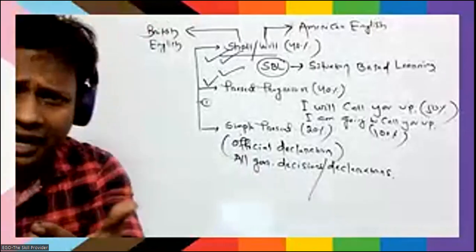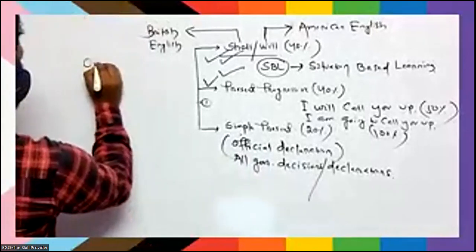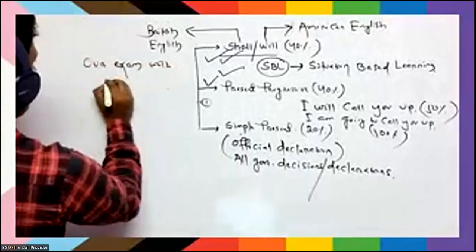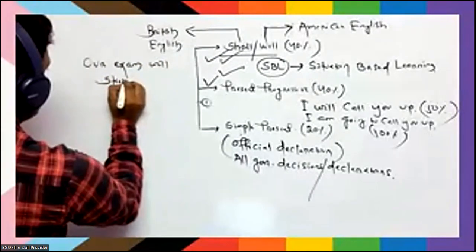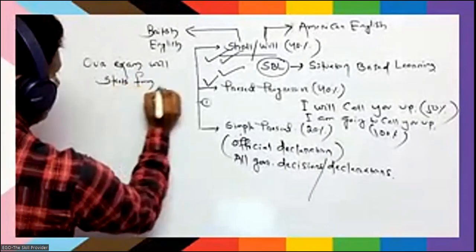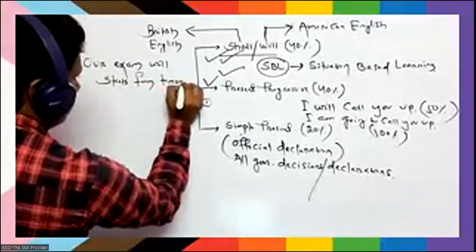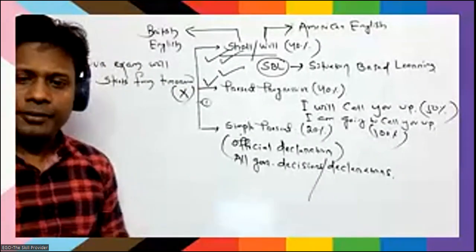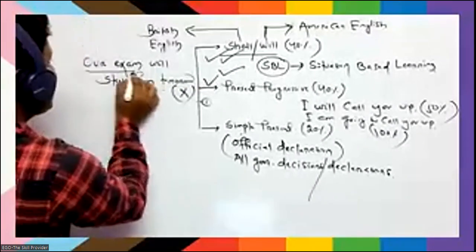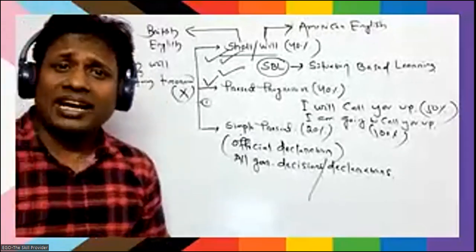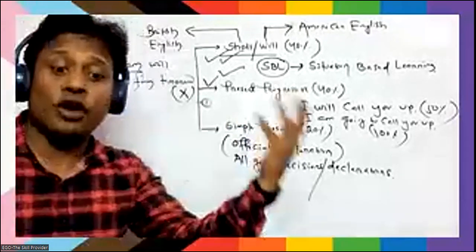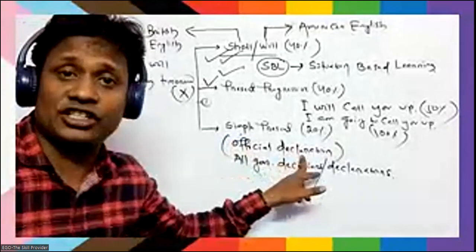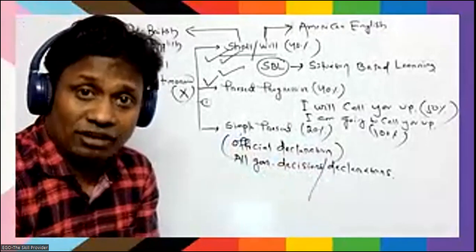You are going to write like this, or you are trying to say this: our exam will start from tomorrow. Which is absolutely wrong. You know why? Because our exam is not anybody's custody. It is from the government side to decide, and that's why it comes under official declaration. It is the government who did the declaration for you.